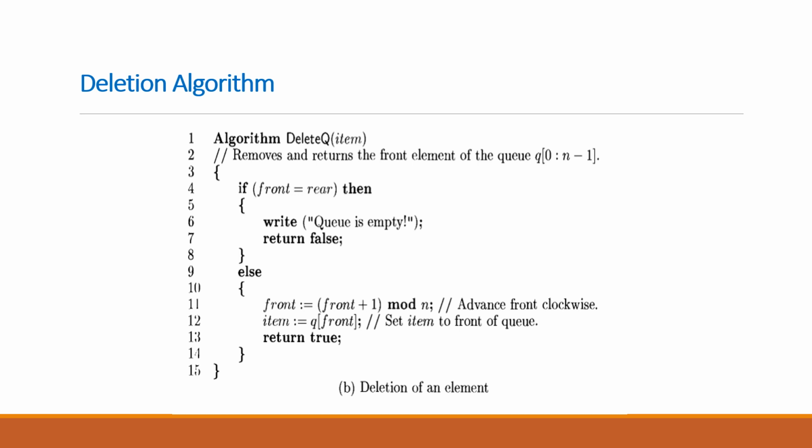Then the next algorithm is the deletion algorithm. Here is the delete queue within brackets. The parameter name is item. It removes and returns the front element of the queue, the queue of 0 to n minus 1. First it checks whether front equals rear. When this condition becomes true, the queue is empty.